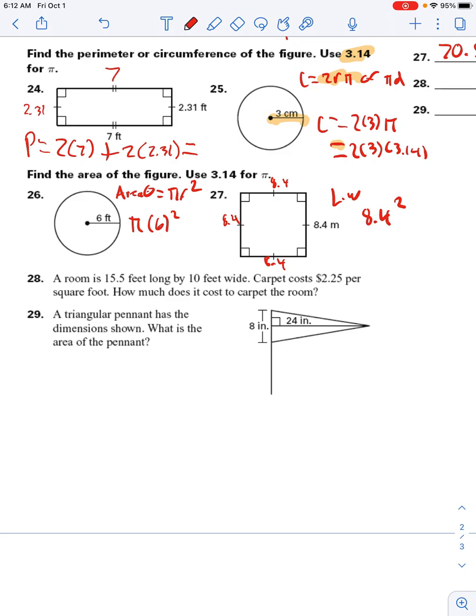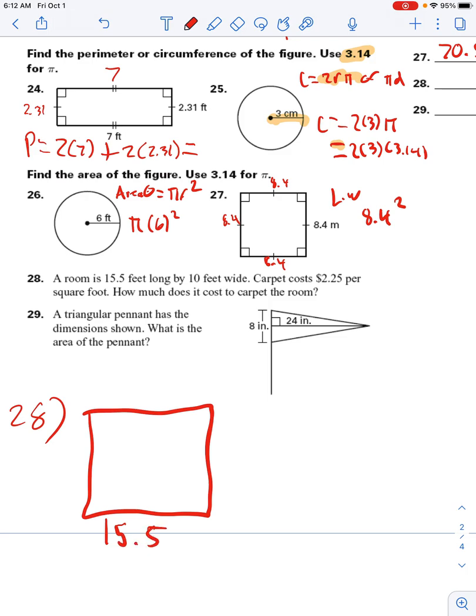Almost done. A room is 15.5 feet long by 10 feet wide. Carpet costs $2.25 per square foot. How much does it cost to carpet the room? So let's kind of draw it. I always recommend you draw diagrams. It's very helpful for me, and it's probably going to help you as well. So again, if this is 10, this would be 15.5.